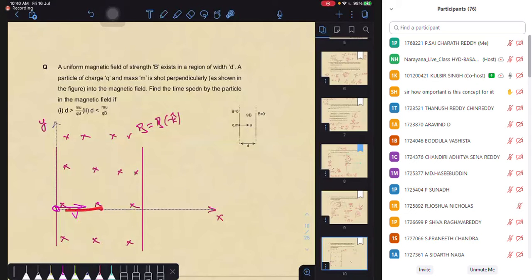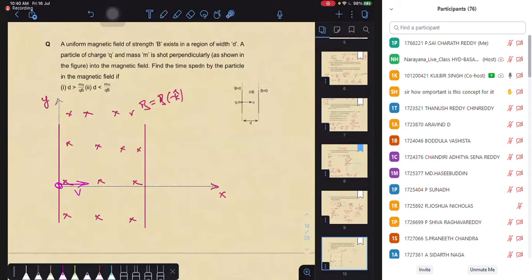So where will it experience the force? If you apply the right hand thumb rule, it will experience the force in the upward direction. Force will be in the upward direction. Charge is not mentioned, so by default we take it as a positive quantity.